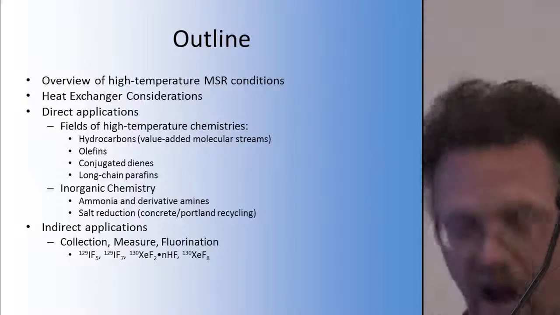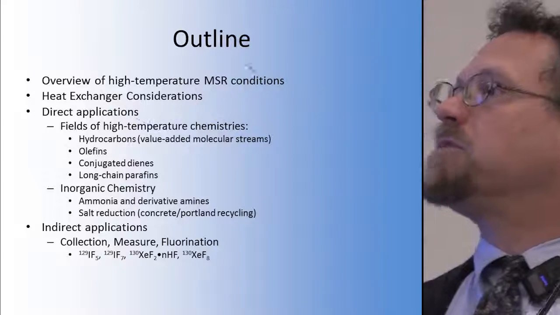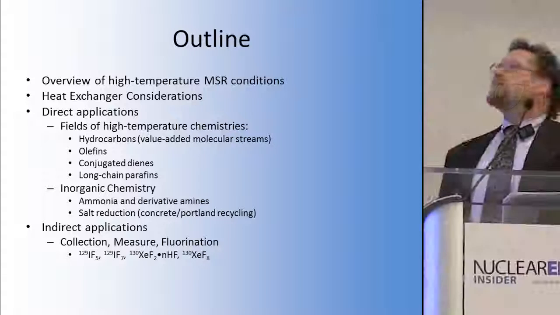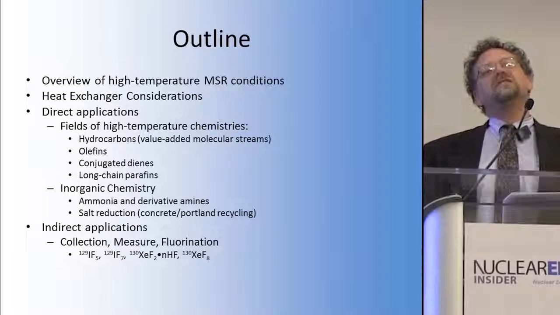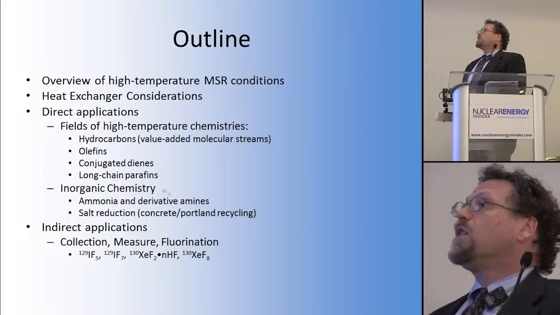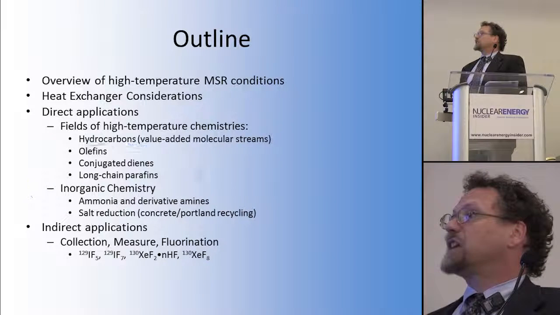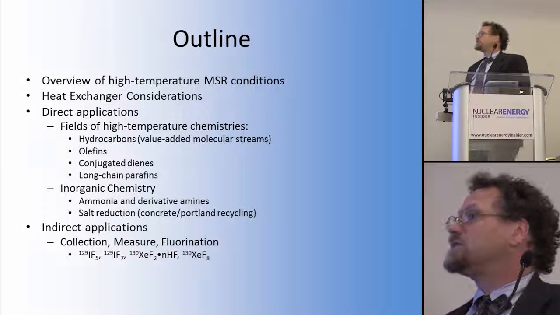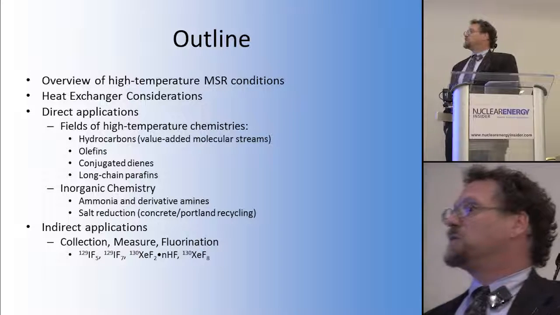So a brief overview of high temperature molten salt reactor conditions. I'm going to talk a little bit about heat exchangers, some direct applications. For those of you not in the chemistry or engineering community, I think they're going to be very much an eye-opener. Hydrocarbons, olefins, conjugated dienes, long-chain paraffins. Those of you in the chemistry community, you know what those are.